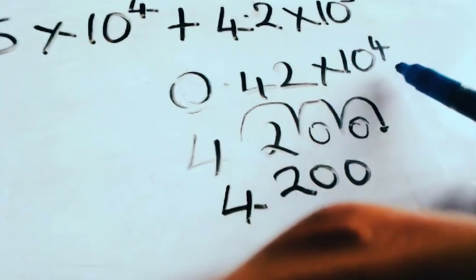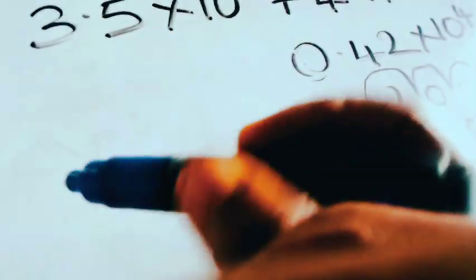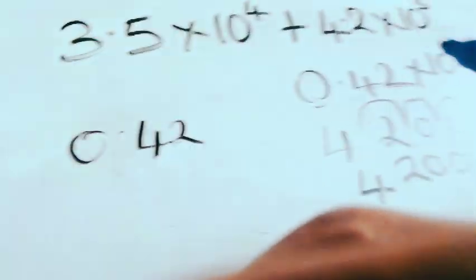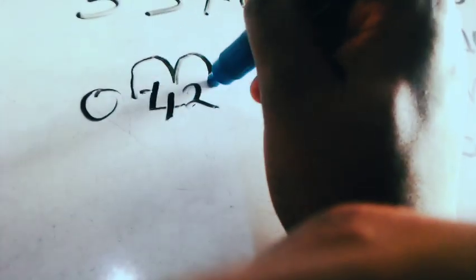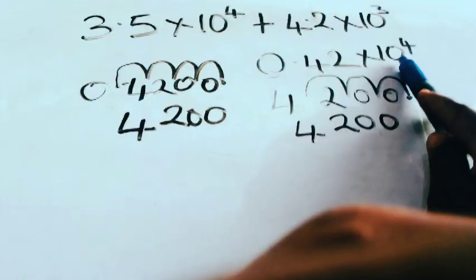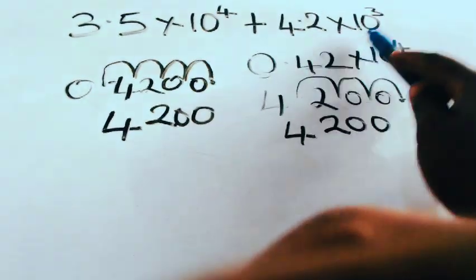Now let me convert 0.42 times 10 raised to the power 4. Meaning that this point is going to move 4 places: 1, 2, 3, 4. So the point is going to be here, and the empty spaces I'm going to put 0. And remember, the point has shifted from this, so we have 4,200. Can you see that 0.42 times 10 raised to the power 4 is the same as 4.2 times 10 raised to the power 3.